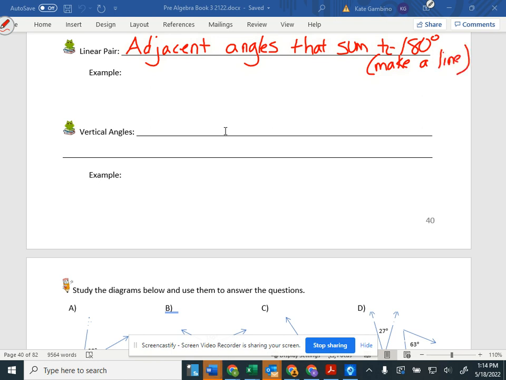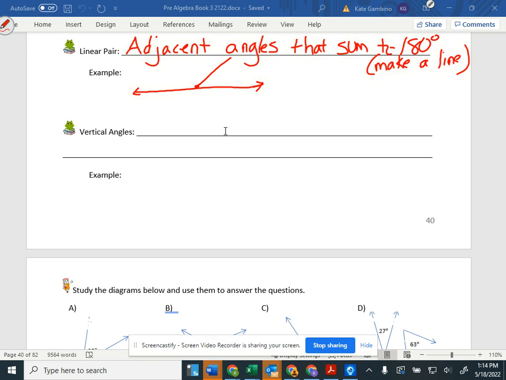Yep. So we saw with supplementary angles could be a straight line, but they didn't have to be. They could be separated. If it's a linear pair, they have to make that straight line. So they have to be adjacent, so they make that straight line. Okay? Linear pairs have to be adjacent.